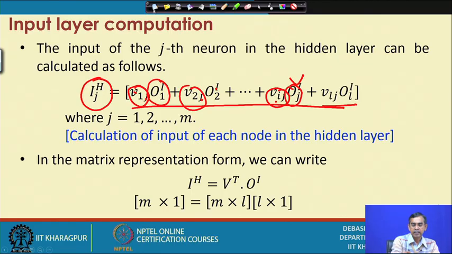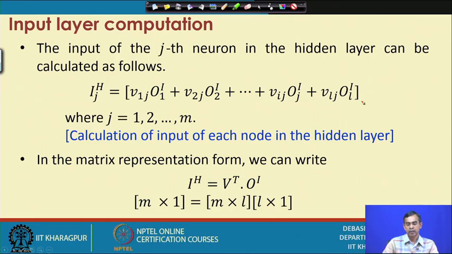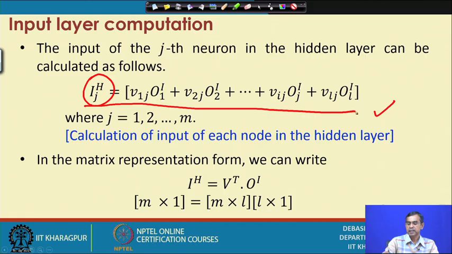So, this concept is there, and this is basically a summation of all the inputs with their weights. It gives the input to any perceptron in the hidden layer. So, IjH is the input to the jth perceptron in the hidden layer, and this is the calculation of our input to the hidden layer. Okay. And now this expression can be represented in the matrix form, which is represented here.